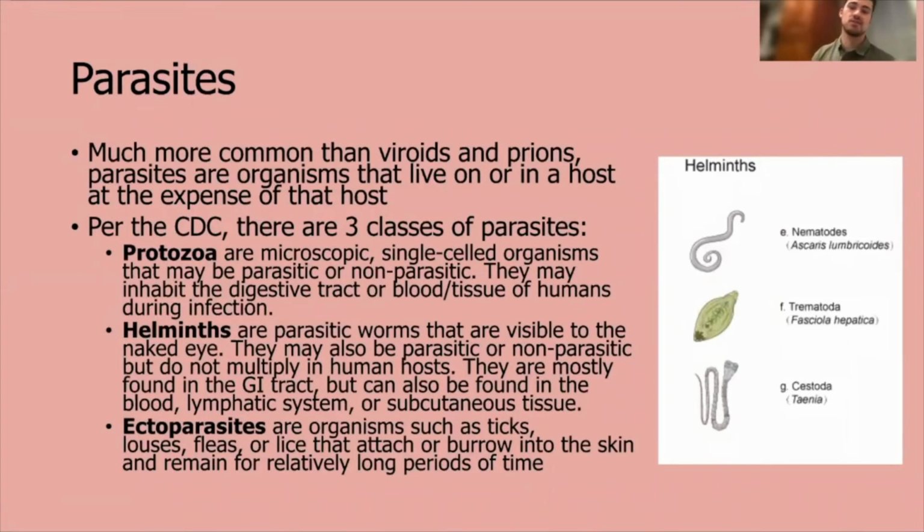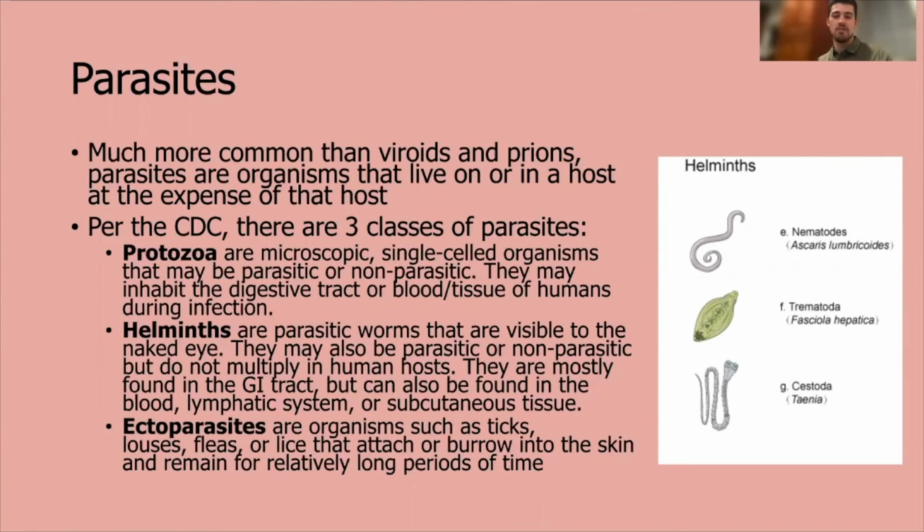And parasites. So parasites are a little bit larger. They're not subviral. The other two, the prions and viroids, are considered subviral agents, but parasites are a little larger, but they're also much more common than viroids and prions, and I definitely wanted to touch upon them. So parasites are really just organisms that live on or inside a host at the expense of that host. I'm sure we're all familiar with them. Per the CDC, there are 3 classes of parasites.